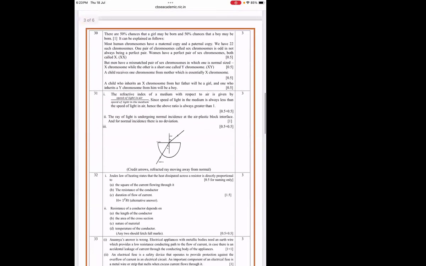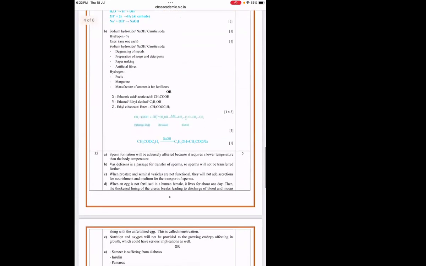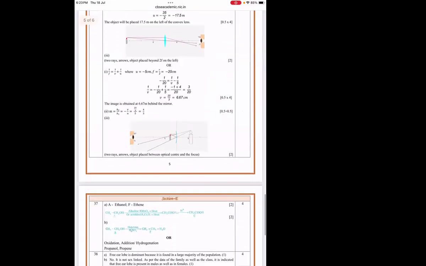So you can see question number 28, 1, 1, 1, 1, 2. Like this it is. Then question number 31, it is 0.5 plus 0.5. Then for the point of question number 2, it is 1. Then third one, it is 0.5, 0.5. So like this, for each and every question, you will have such kind of division.